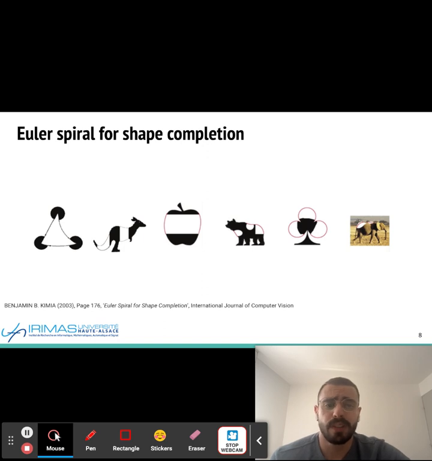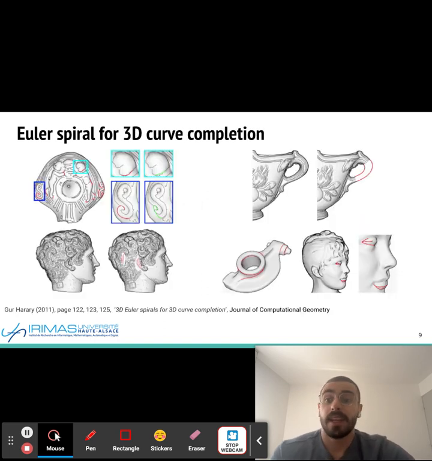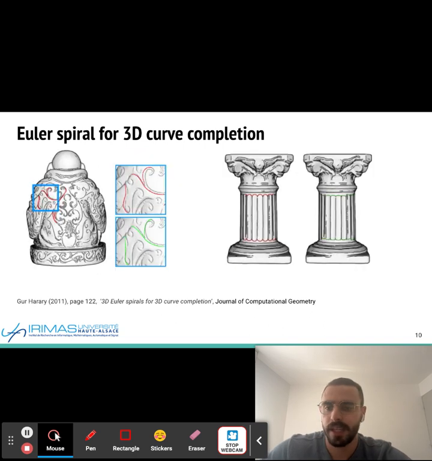Besides the previous properties, some researchers used the Euler spiral as a good solution for shape completion. As we can see here in this figure, they used parts of the Euler spiral in order to complete the shape of this projected object. And you can see also here the same example of using the Euler spiral in order to complete some shapes. And you can refer to this work if you need any more information about it.